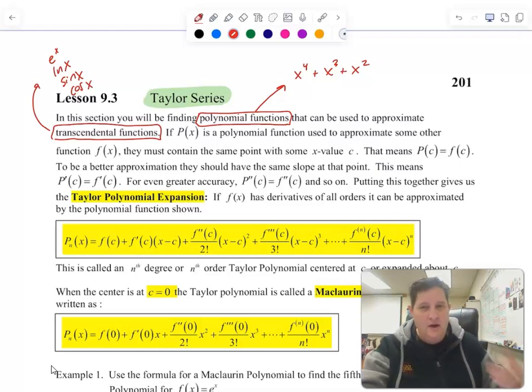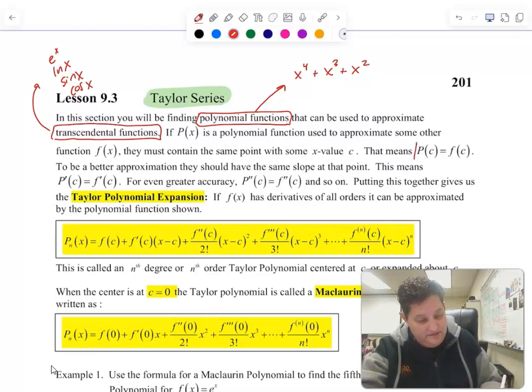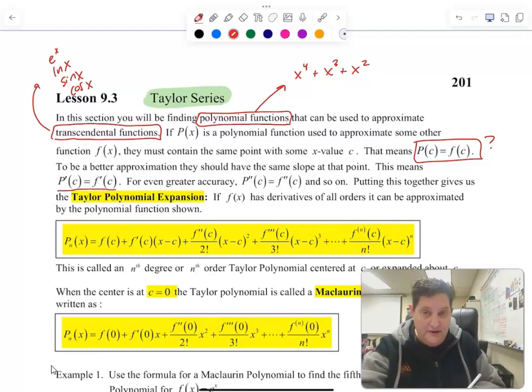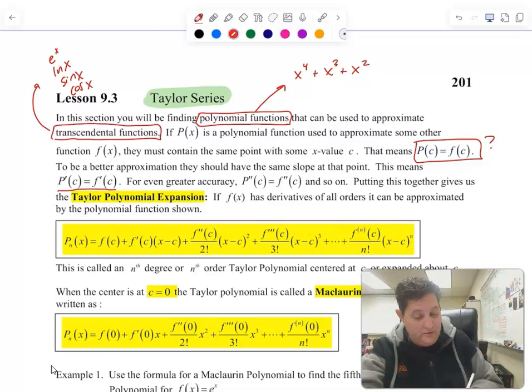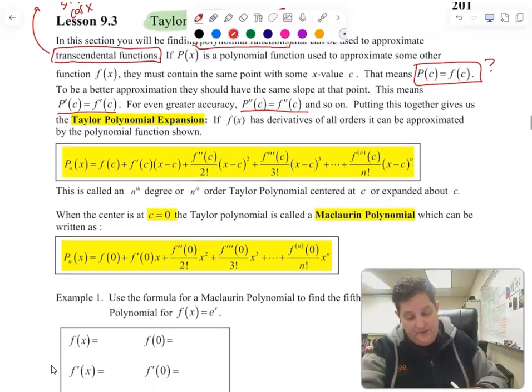Okay? Alright, so p of x is a polynomial function used to approximate some other function f. They must contain the same point with the same x value c. P of c equals f of c. You might be like, what is this talking about? They should have the same slope at that point. So their derivatives at the first part of c should be equal to each other, their derivatives at the second, and so on. Okay, putting this all together gives us a Taylor polynomial expansion. If f of x has derivatives, it can be approximated by this.